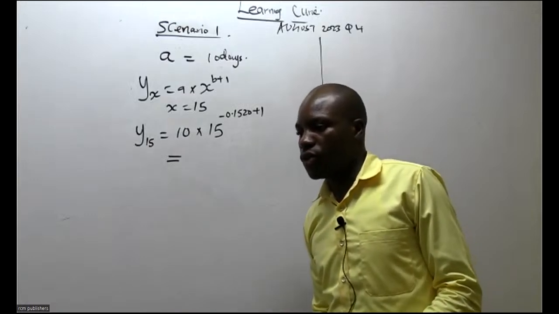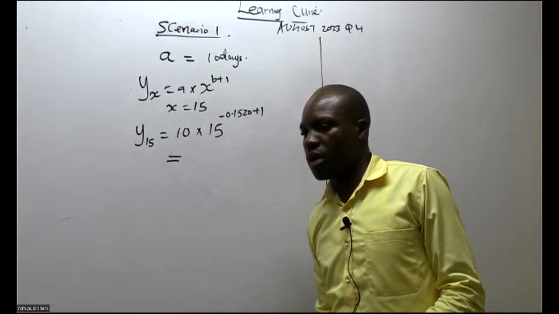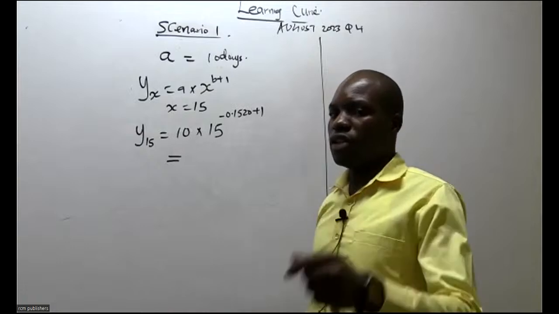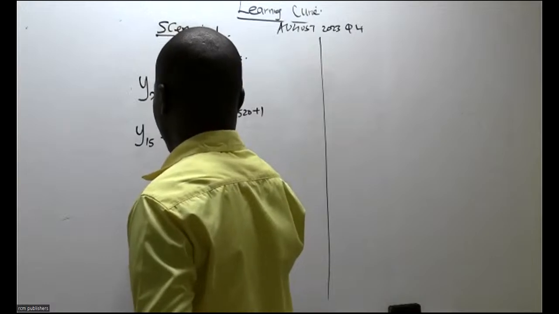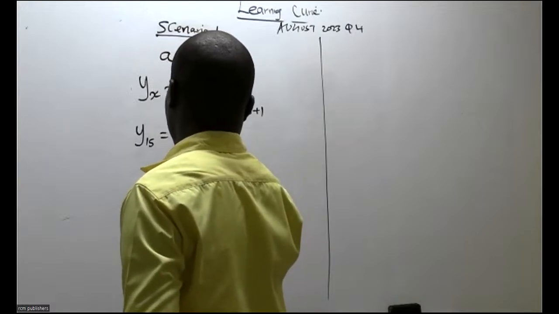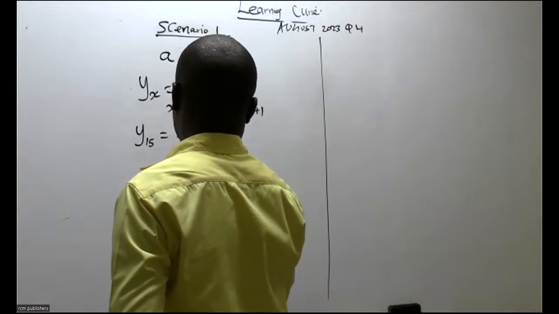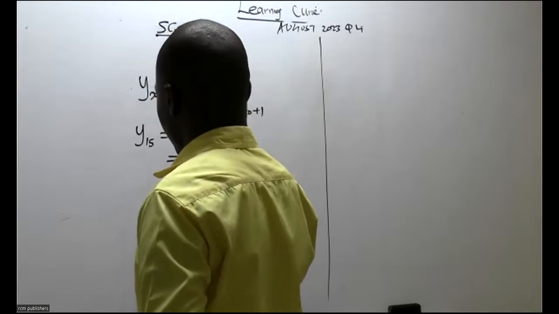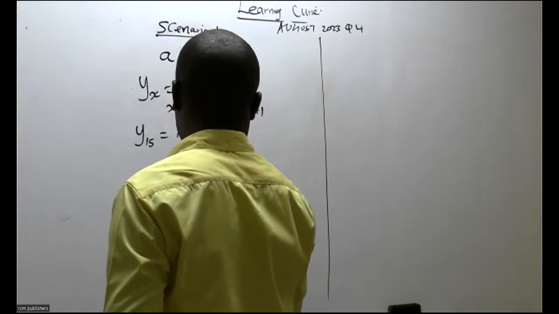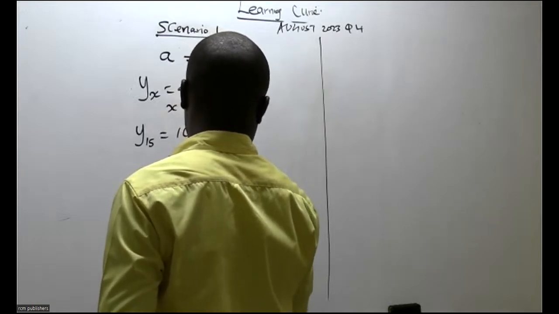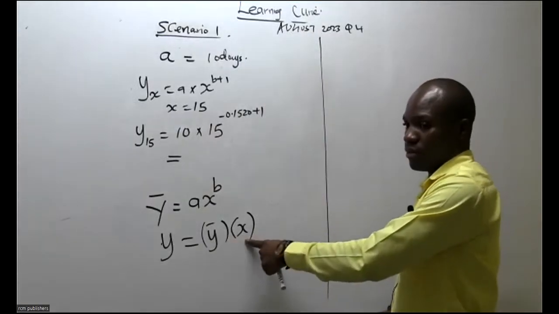Are we not supposed to use Y equal to A X raised power B? Is it minus or raised power? Okay, if you want to use that, this is what you are going to get. They just made a mistake there. If you use the average equal to A X raised power B, then after getting the average, it will give us Y is equal to the average times X. If you use that, then you will be forced to take this times X.